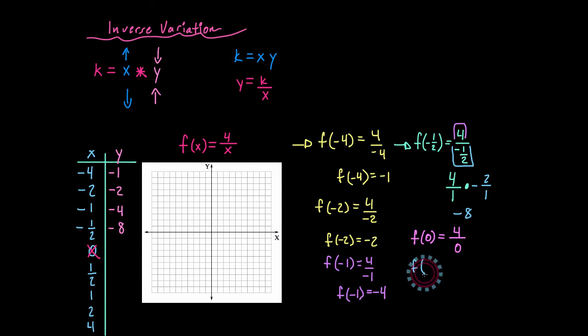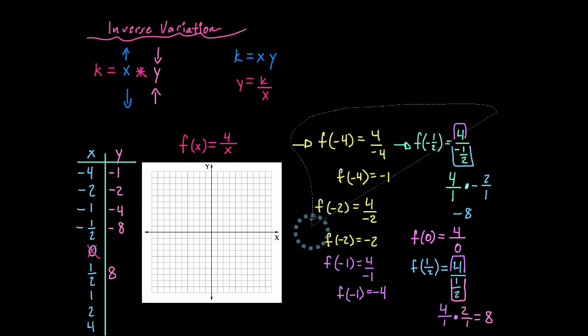So f of 1/2 is equal to 4 over 1/2. So I'm just going to pull this information out. I'm going to flip the reciprocal and multiply it by 4. So here I have 4 over 1 times the reciprocal of 1/2, which is 2 over 1, or simply 2. So 4 times 2 is 8. So when x is 1/2, y is 8. And I'm just going to clear some of this information off. We don't need it anymore.